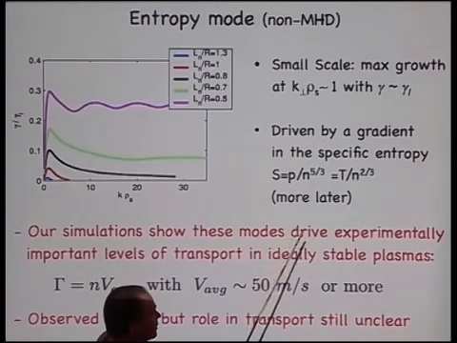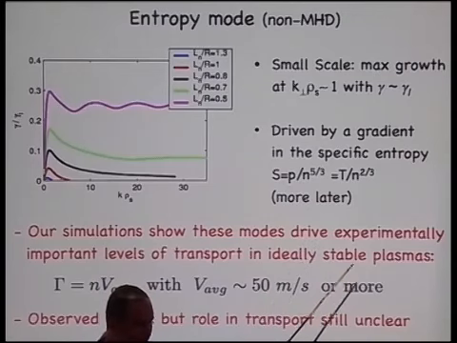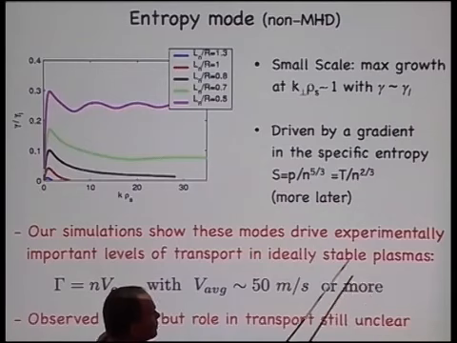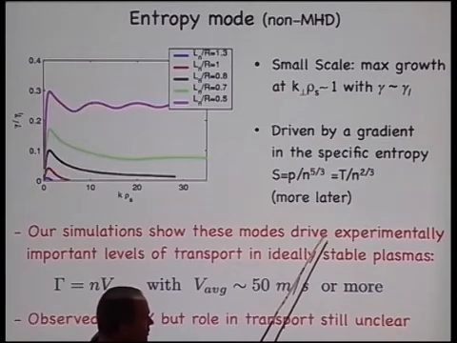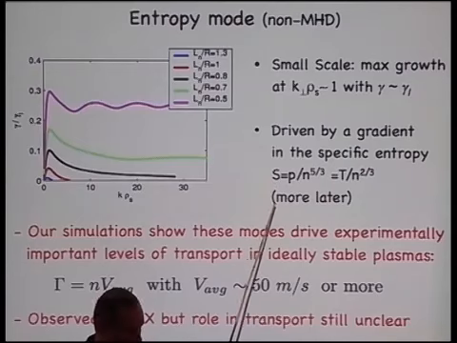It wants to drive the gradients toward that state in which the specific entropy does not depend on position. And whether you've got a gradient of the specific entropy that's positive or negative, either way, the transport is going to drive this quantity back to flatness, whether it's got a negative radial gradient or a positive radial gradient.